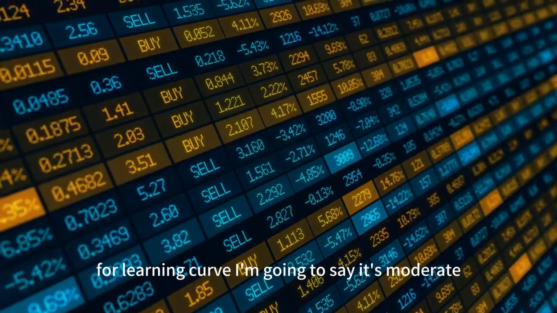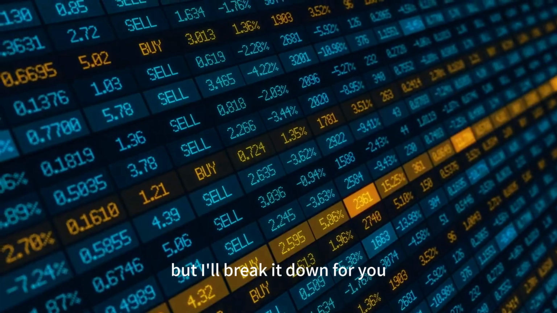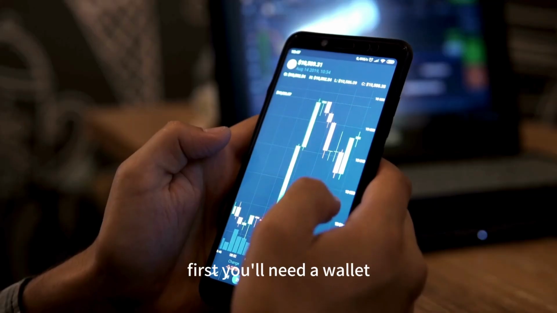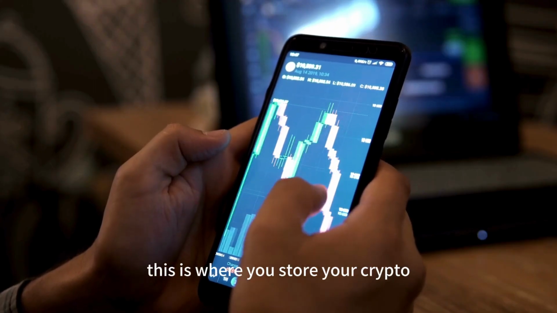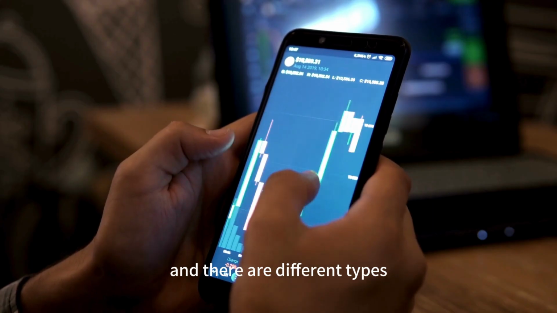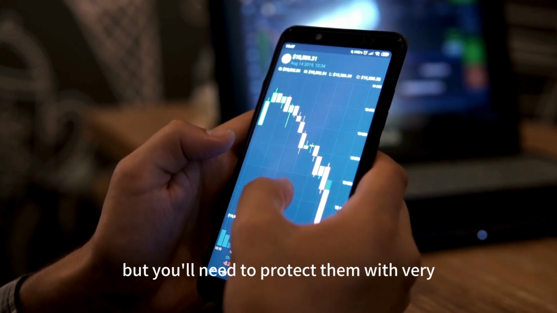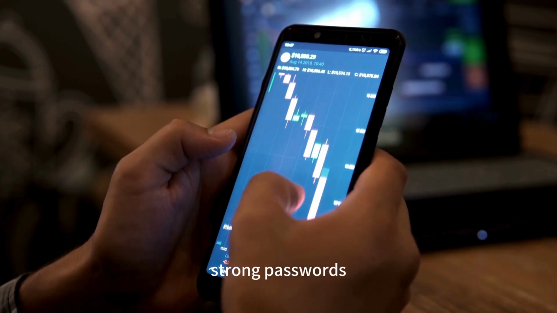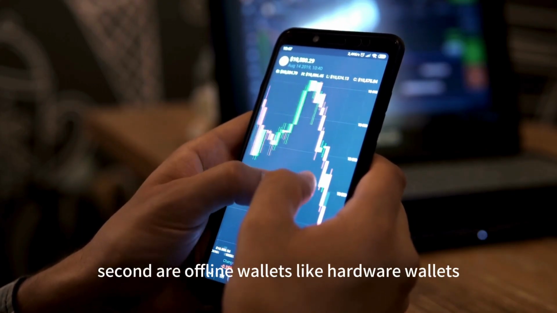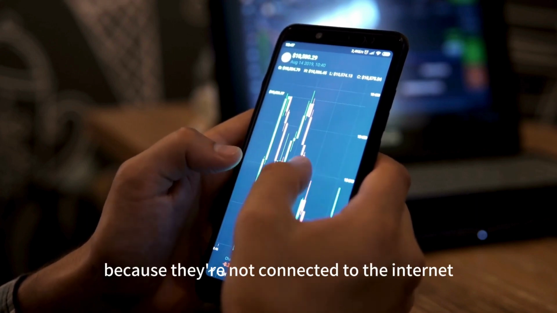For learning curve, I'm gonna say it's moderate. Crypto might sound complicated, but I'll break it down for you. First, you'll need a wallet. This is where you store your crypto. Think of it like a digital piggy bank, and there are different types. First are online wallets. These are easy to use, but you'll need to protect them with very strong passwords. Second are offline wallets, like hardware wallets. These are the safest because they're not connected to the internet.